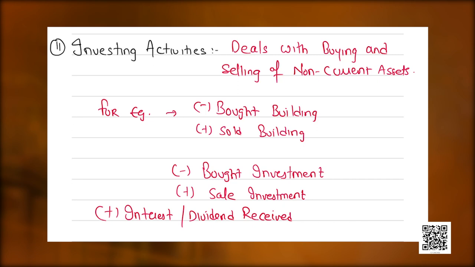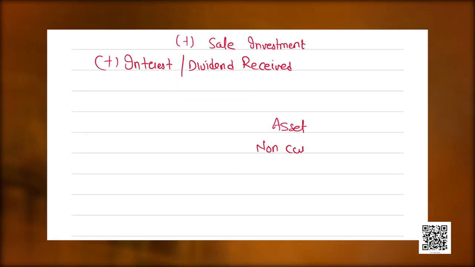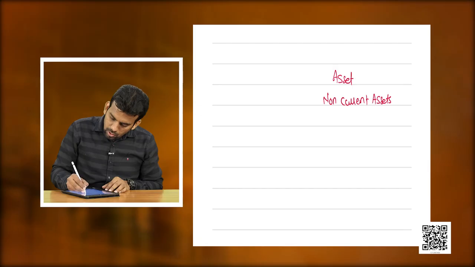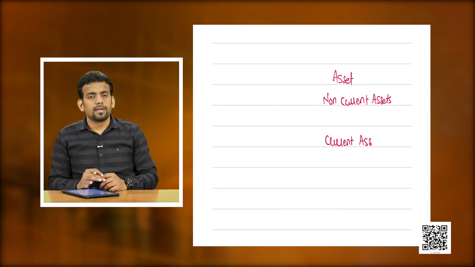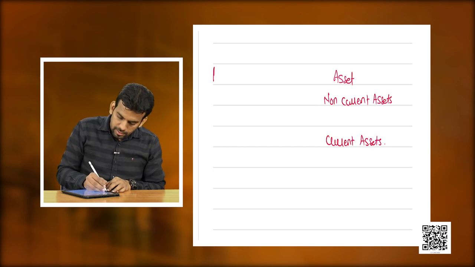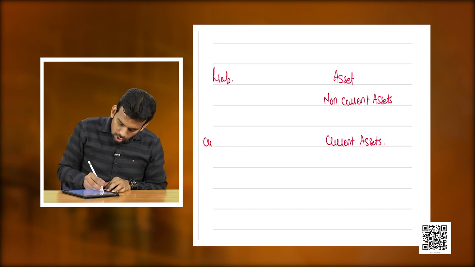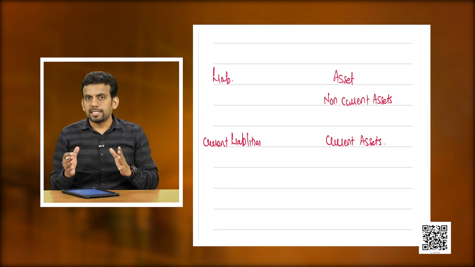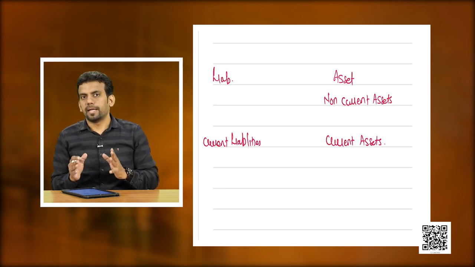If I recall the balance sheet in my mind and look at the content of the asset side and the content of the liability side, I can easily identify which item will go under which head. If I look at the asset side, we have non-current assets. Buying and selling of such non-current assets would be an investing activity. All the current assets would be an operating activity. If I go to the liability side, all the current liabilities, current means operating. So, buying and selling of current assets and current liabilities would be operating.